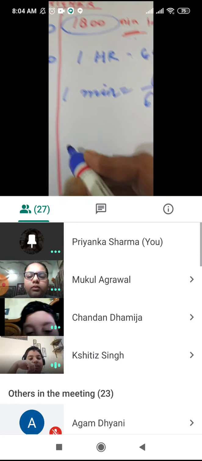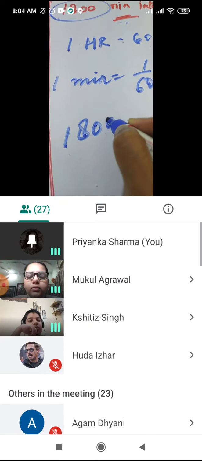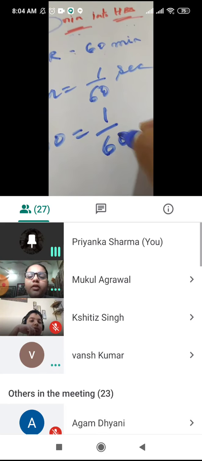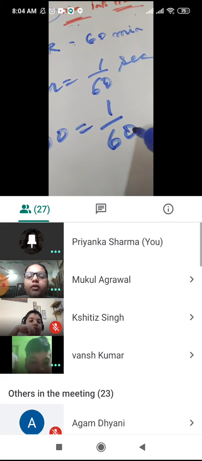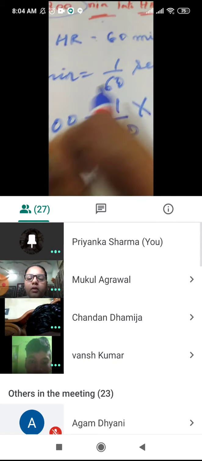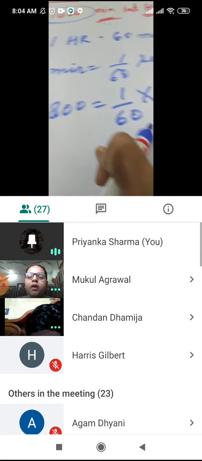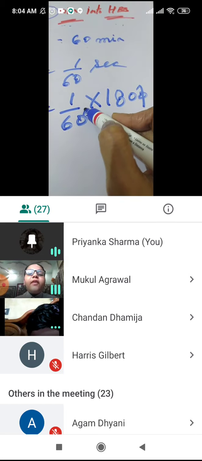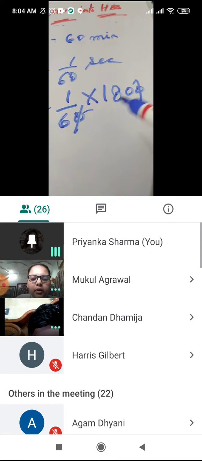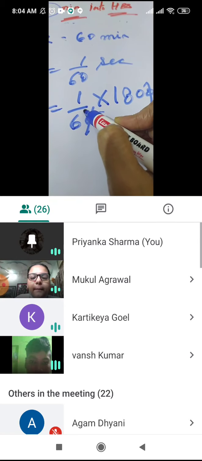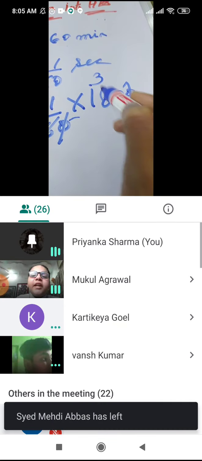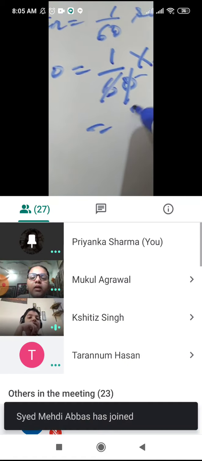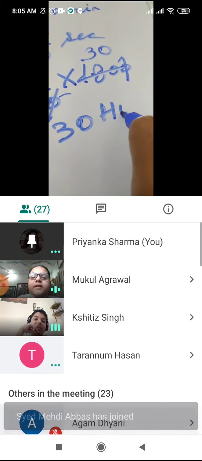Now, how many minutes were given in the question? 1800. So 1800 into 1 by 60. 1 by 60 means we are dividing by 60. Now 0 and 0 will be cancelled. How many times? 6 threes are 18, and this 0 will be copied here. Answer will be 30 hours.